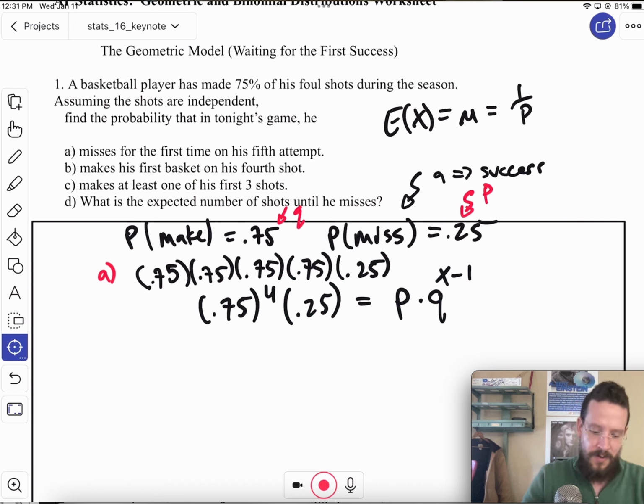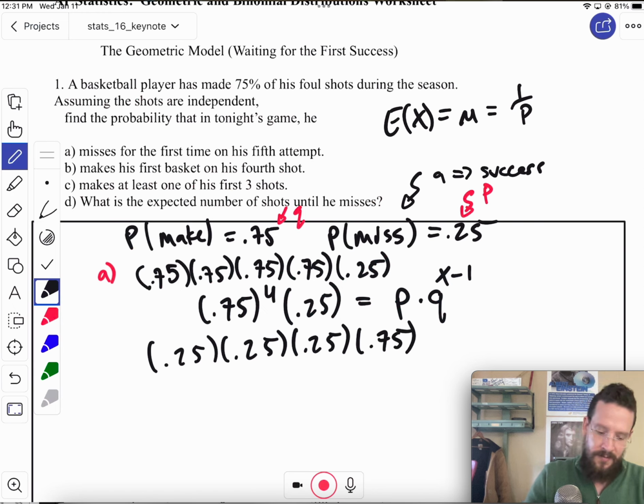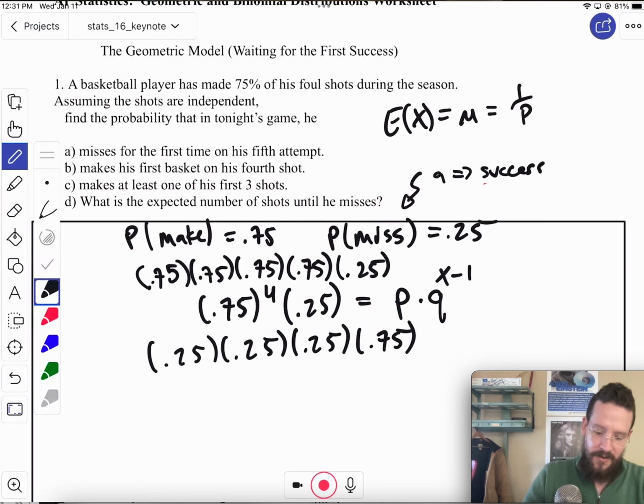Let's look at B here just because this switches around. It says, what's the probability that he makes his first basket on the 4th shot? Well, now we're going to flip-flop these. So now it's going to be a miss, and a miss, and a miss, and then a make. Like I said, one of the reasons why I feel people shouldn't get too caught up in the notation is that now our success has changed. Now our success, in contrast from letter A, is a make, which makes sense. So we have 3 of them.